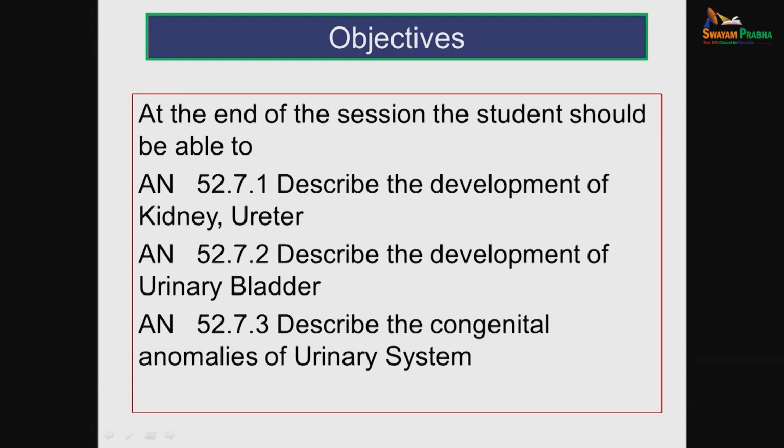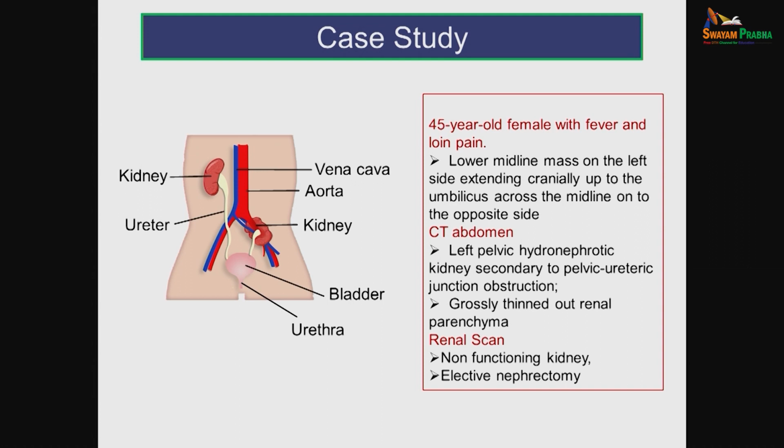We will begin this lecture by looking at the objectives of the class. At the end of the lecture, you should be able to describe the development of kidney, ureter and urinary bladder, and also describe the congenital anomalies of urinary system. We will begin with a clinical case study.